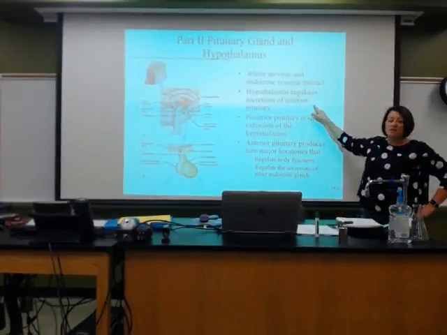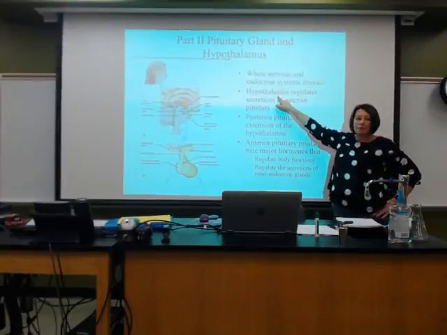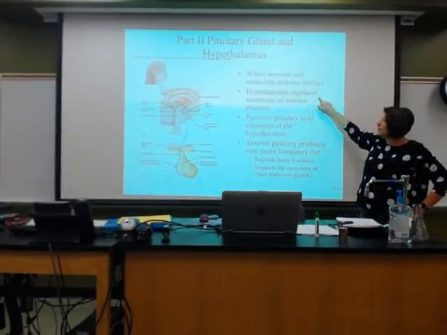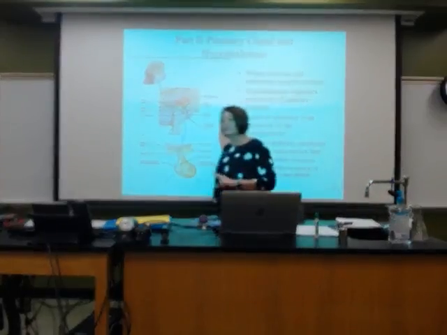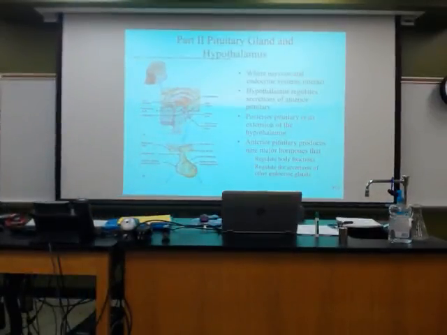When we begin to look at what happens, the hypothalamus regulates secretions of the anterior pituitary gland. Let's stop right there. I haven't mentioned it because I was waiting for this. The anterior pituitary. So that tells me I've got two parts. I have an anterior pituitary and I have a posterior pituitary. How big did I say this gland was? The size of a pea. About the size of a green pea.